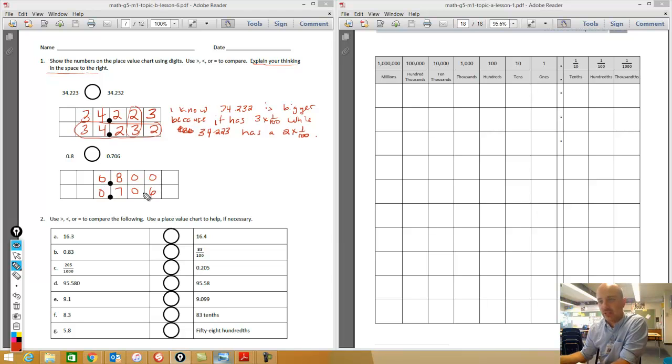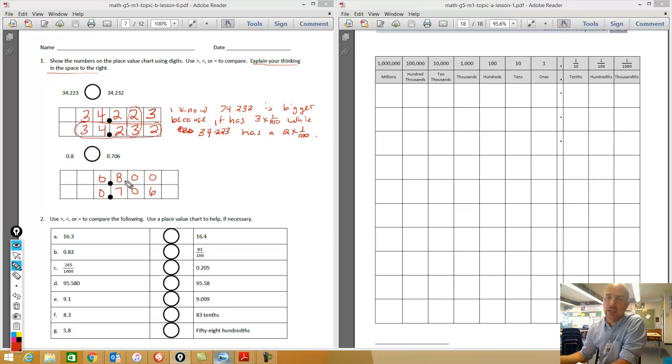And the other thing you can say to yourself is, well, this is blank. I need to be able to compare all 3 digits to each other. So if there's nothing there, I'm just going to say that there's nothing there by putting a 0. And then just looking straight up at these numbers, you can probably tell that 800 is bigger than 706.